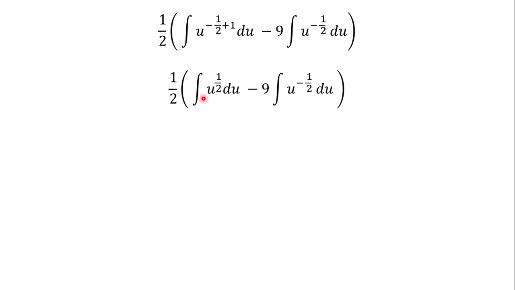To integrate this you're just going to add 1 to this power, and then we divide the whole thing by half plus 1. The same thing is applied here. To integrate this, we add 1 to this power, and then we divide it by minus half plus 1. Mind you, at the end of the day, whatever answer you get for the integral of this one will be multiplied by this 9. And whatever answer we get after integrating the whole of this will also be multiplied by minus half.